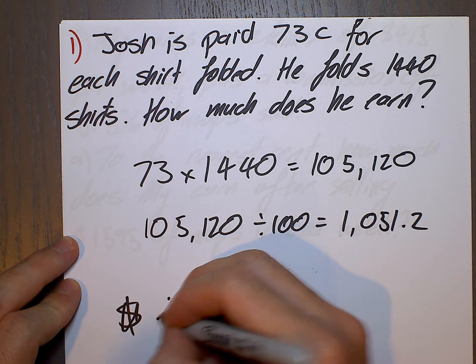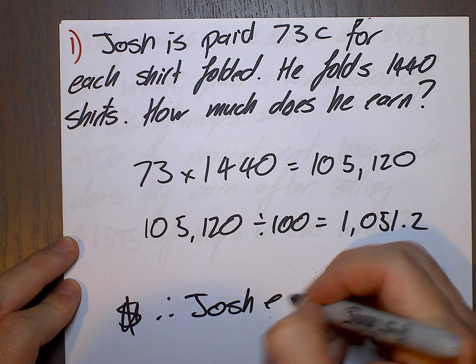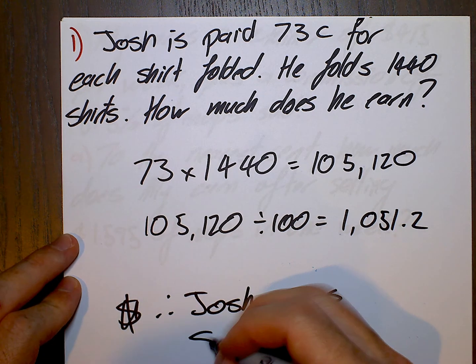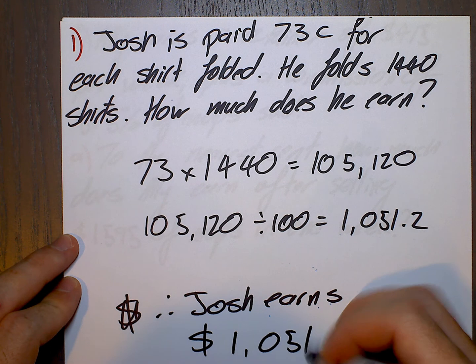That's actually a right sentence. Therefore, Josh earns $1,051.20.